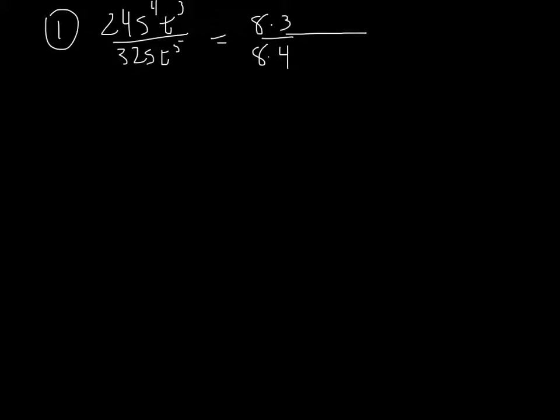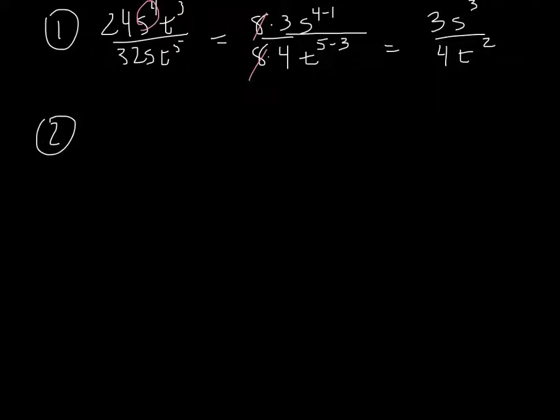I have more s's on top. So that means I'm going to put s on top, and it's going to be 4 minus 1. I have more t's on bottom, and so that's t, and it's 5 minus 3. Cancel the things I can cancel. So I get 3, s to the 4 minus 1 is 3, over 4, t to the 5 minus 3 is 2, and that's your answer.